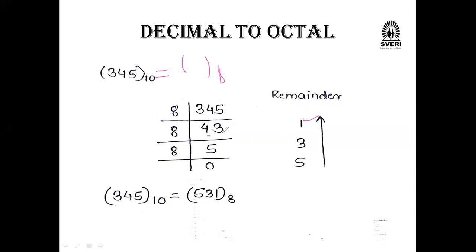Next, here 43 is there. 8 multiplication, how much will you get the nearer value? 8 5s are 40. 8 6s are 48, so it is not applicable. 8 5s are 40, 43 minus 40 is nothing but 3. 3 we will get here now. Next, here 5 is left. 8 into 5 minus 8 we cannot write here. So 5 3 1 we can write down as the octal number. It is converted. Is it clear?